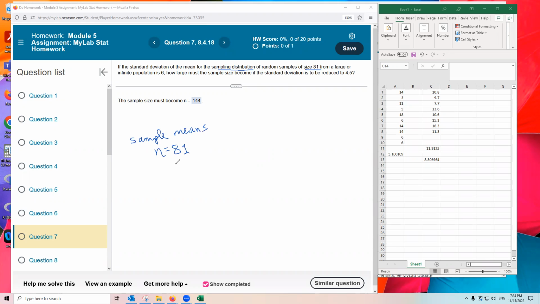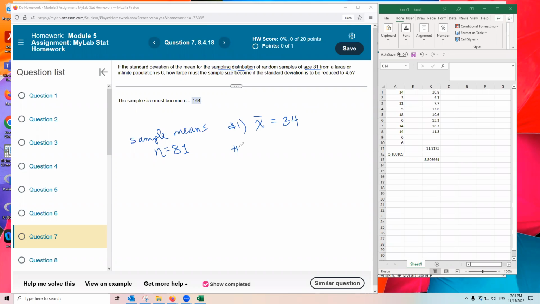Let me give you a quick example here. Let's say I'm going to take a sample of 81 people, and I want to know their average age. Let's call this sample number 1. I take 81 people and I find the average age. The average age turns out to be, let's say, 34 years old.